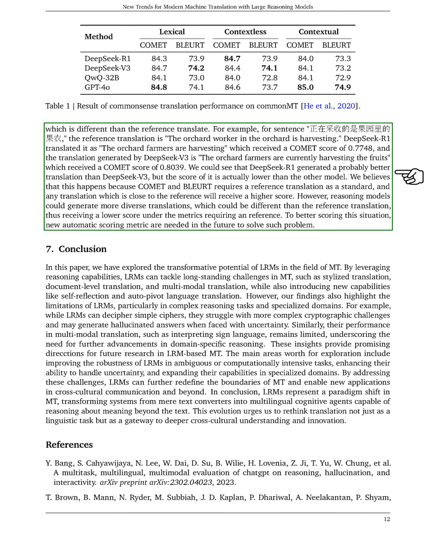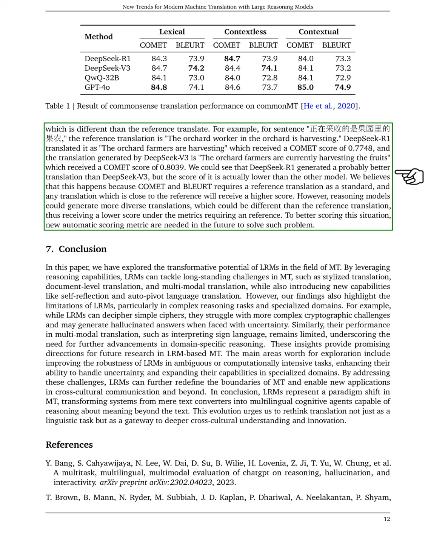For instance, the sentence, Zheng Zai Kai Shou de Shi Guo Yuan Li de Guo Nong, was translated by DeepSeek R1 as, "The orchard farmers are harvesting," earning a COMET score of 0.7748, while DeepSeek V3 translated it as, "The orchard farmers are currently harvesting the fruits," which received a score of 0.8039. Although DeepSeek R1 may have provided a better translation, its score was lower due to the scoring system favoring translations closer to the reference.